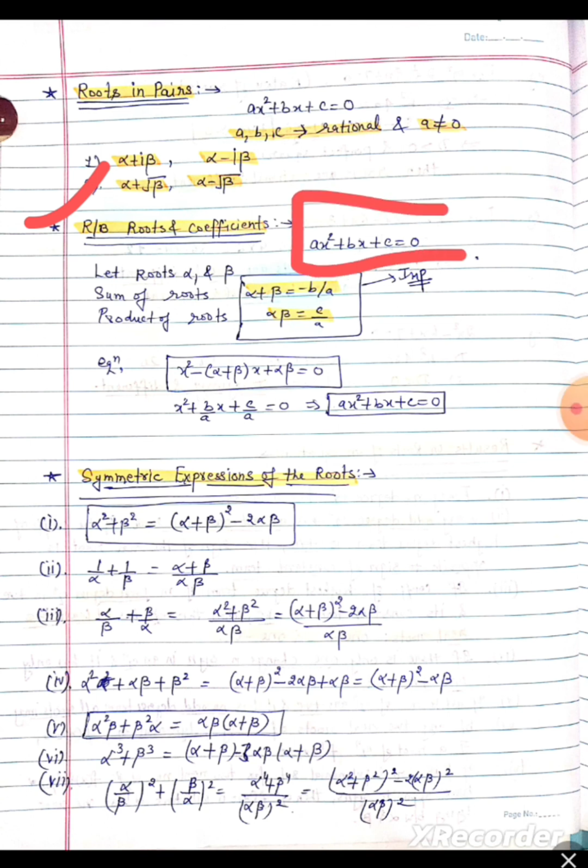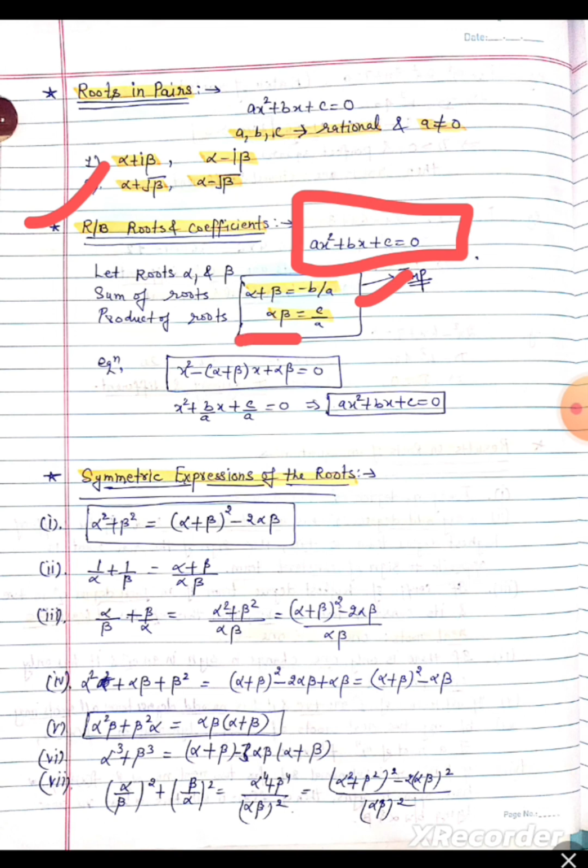We have a quadratic equation given. Let's say alpha and beta are the roots of this equation. Because we have a quadratic equation, we have two roots. Let us assume these roots are alpha and beta. Then two important points here: the sum of roots, alpha plus beta, is equal to minus b by a. Minus b means the coefficient of x, so minus the coefficient of x divided by the coefficient of x square.